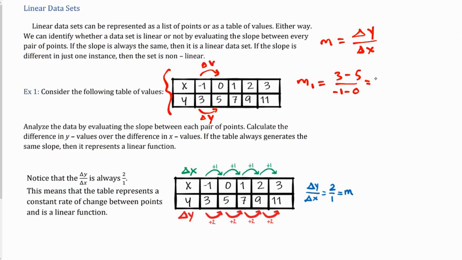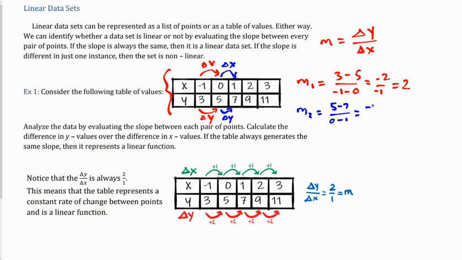3 minus 5 is negative 2. Negative 1 minus 0 is negative 1. A negative divided by a negative is positive. So our first slope calculation is 2. If we look at the next pair of points, our delta y is 5 minus 7. And our delta x is 0 minus 1.